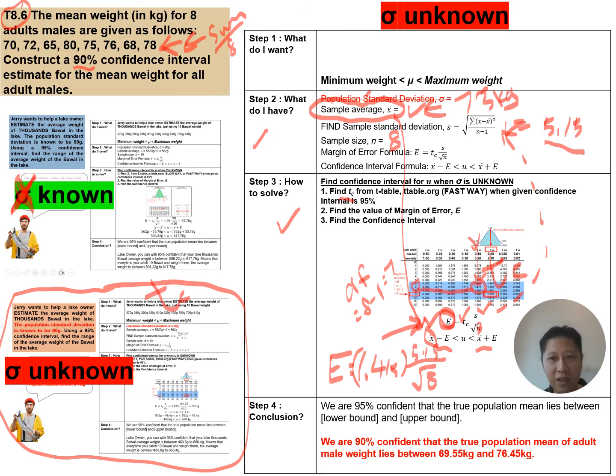So finally, after the E turns into a number, replaced into the confidence interval, we can come out with the conclusion. We are 90% confident that the true population weight of the adult male lies between 69.55 kilograms and 76.45 kilograms.